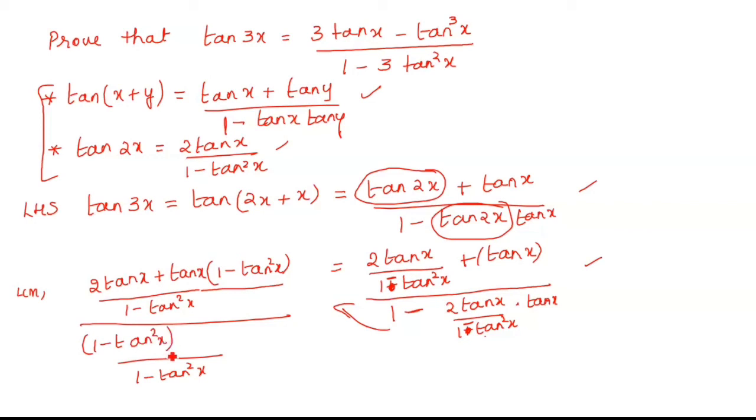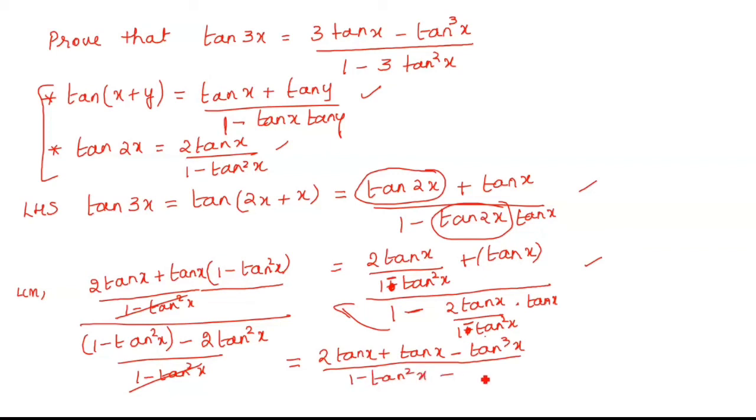Whenever there is more than one term, please put a bracket. Minus 2 tan x into tan x will become tan square x. So now LCM gets cancelled. Open the bracket, you will reach the answer. So therefore that is 2 tan x plus tan x minus tan x into tan square x is tan cube x, whole divided by 1 minus tan square x minus 2 tan square x. Don't multiply the denominator, it is minus sign.